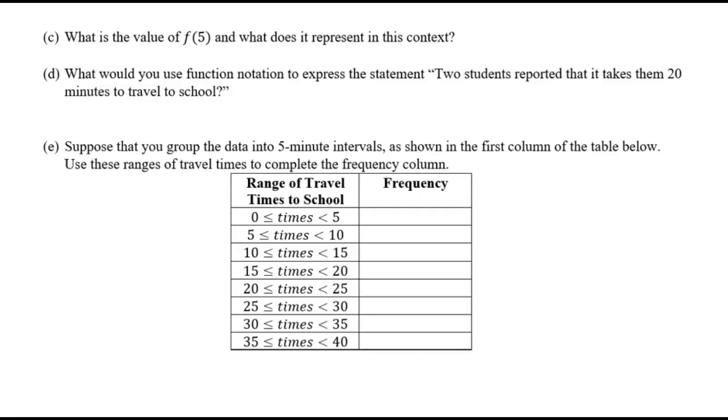4. When x is 5, the value is 4. Value means the y. So when your x is 5, what is your y? 4. What does that represent? 4 is the frequency of students that travel in 5 minutes. Okay. Anytime it asks you for the value, you're evaluating that function at 5. So at 5, there were 4 people that answered they traveled 5 minutes.